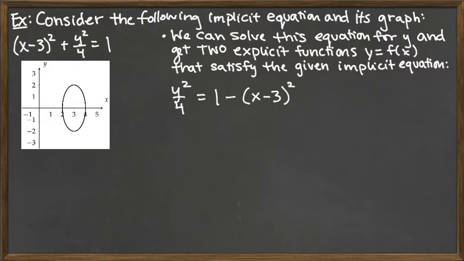The next step would be to multiply both sides of the equation by 4. That would leave us with y squared on the left-hand side, and we'd have 4 times, with parentheses around everything that was already there on the right-hand side. The next step to get y by itself would be to undo the perfect square. So to undo the square, we would need to take the square root of both sides.